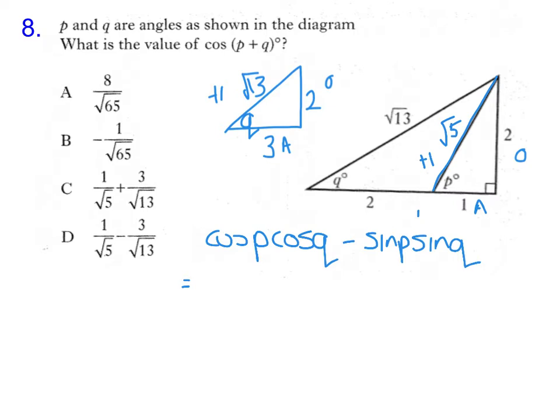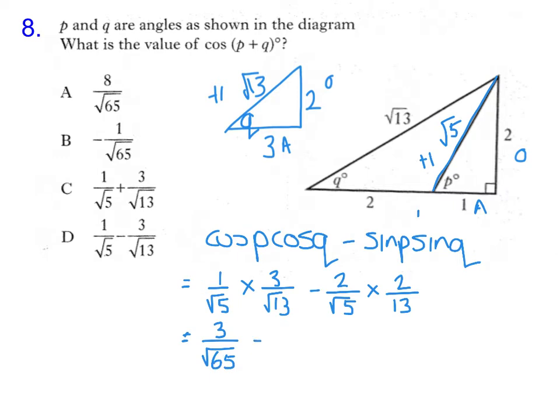So cos p is 1 over root 5. Cos q is 3 over root 13. Take away. Sine p is 2 over root 5. And sine q is 2 over root 13. So multiply the top numbers and the bottom numbers, so you end up with 3 over, now root 5, root 13 can multiply together and give you the square root of 65. Take away 2 2s are 4, so 4 over root 65. And then that gives you negative 1 over square root of 65, which matches up with B.